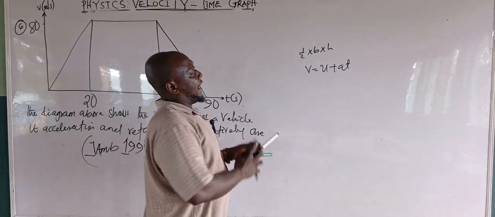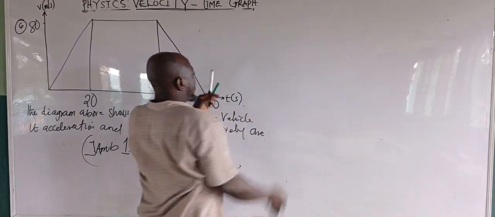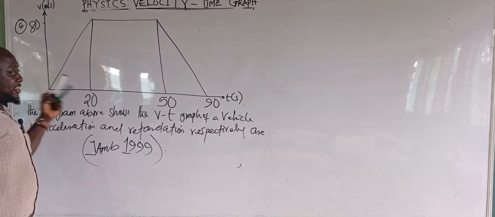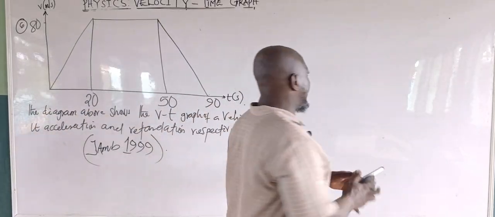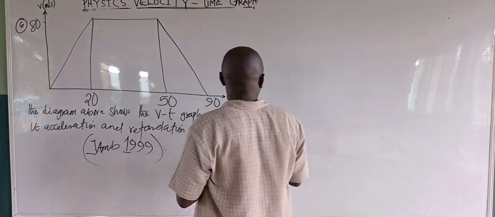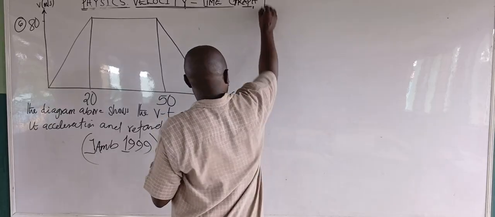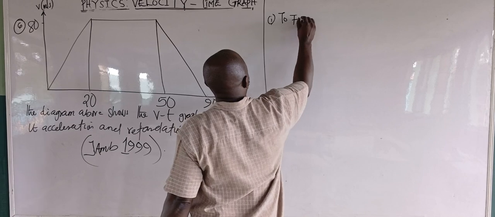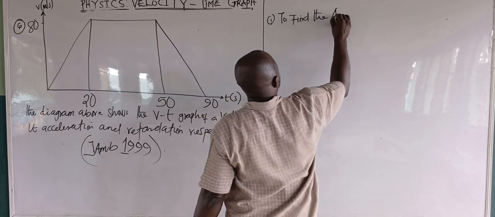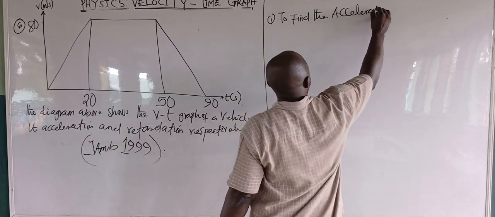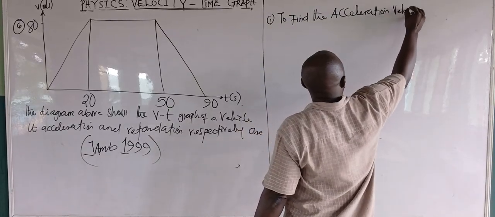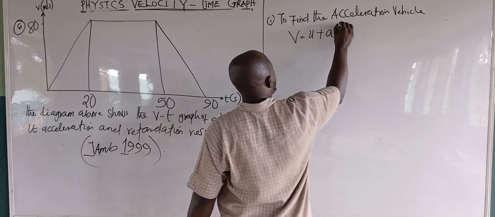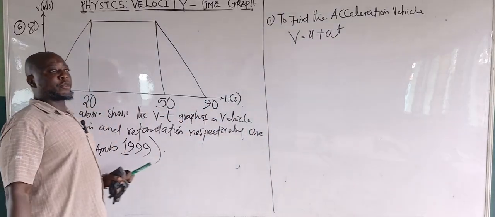So please, why am I saying so? It's because I'm not going to use half base times height here. I want to calculate acceleration here. So how do I do that? The first thing I'm going to do in this case, to calculate my acceleration, to find the acceleration of the vehicle, we are going to say V becomes U plus AT. This is what I'm going to use to get my acceleration.